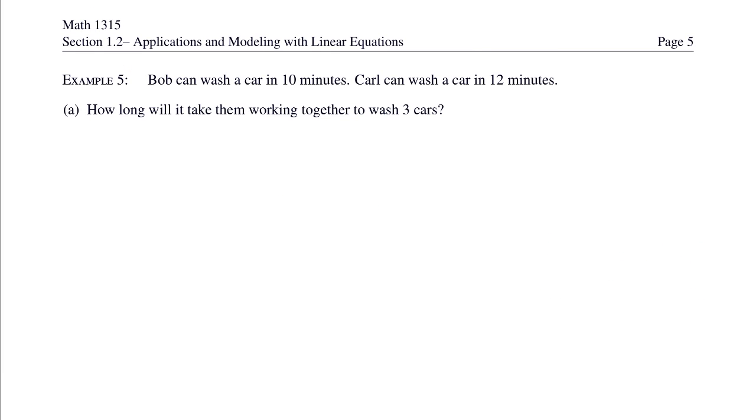Example 5, Bob can wash a car in 10 minutes. Carl can wash a car in 12 minutes. Question A, how long will it take them working together to wash 3 cars? Well, I don't really see a picture I can draw here, or a table, so I'm going to go on to number 2, and that's declare the variables. So T is going to be equal to the time washing cars together.